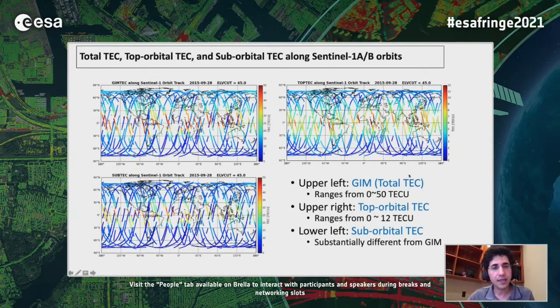We did that, and on the left, we see the TEC products as they are provided generally, but here we got it only for this exact SAR acquisition time. Here we are showing one specific cycle of Sentinel-1. On the top left is total TEC, on the top right is the above-orbit TEC, which goes up to 12 TECU, which is not really negligible. And then on the bottom, we see the difference of the two.